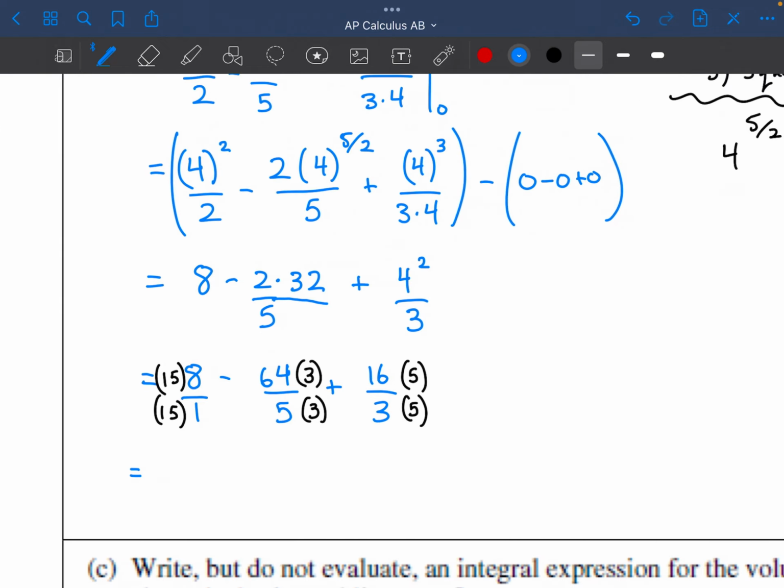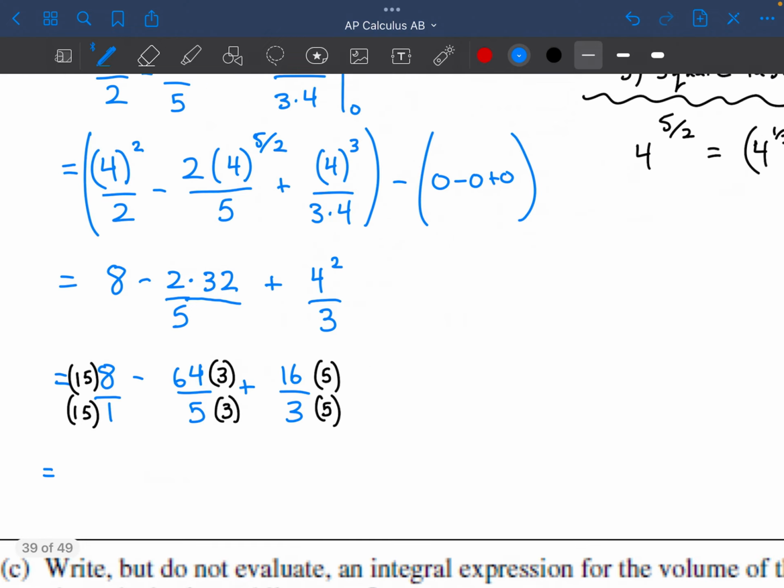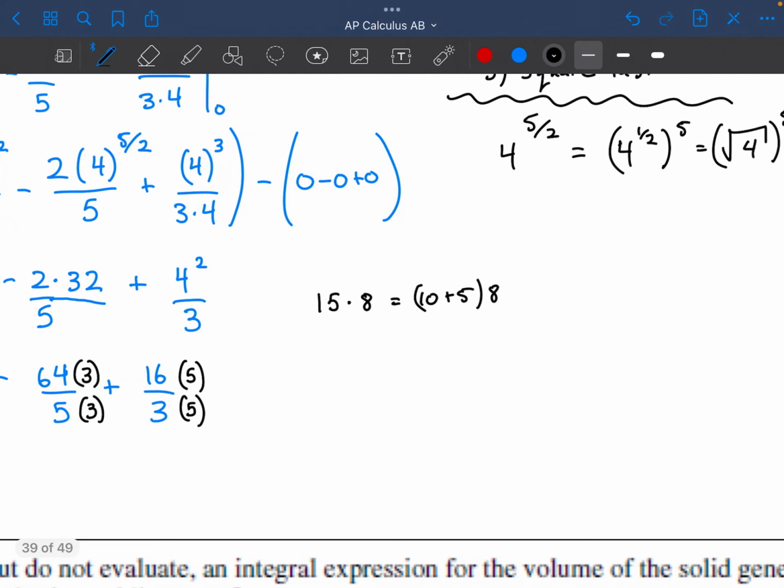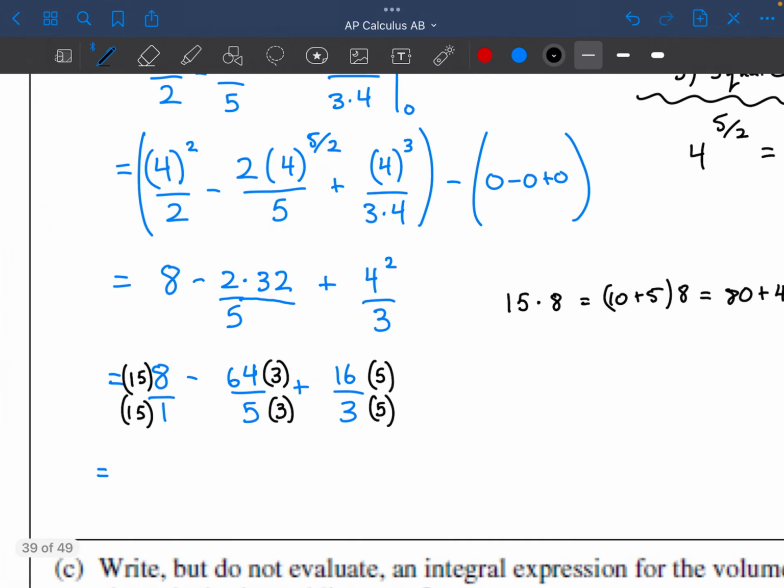If you're ever struggling with your 2-digit multiplication, you can do it the long way, but the way I do it in my head is this. 15 times 8. How do you think of that in your head, Mr. Sindel? Well, I think of this problem as 10 plus 5 times 8, and then I distribute the 8. So this is going to turn into 80 plus 40, and that's just 120.